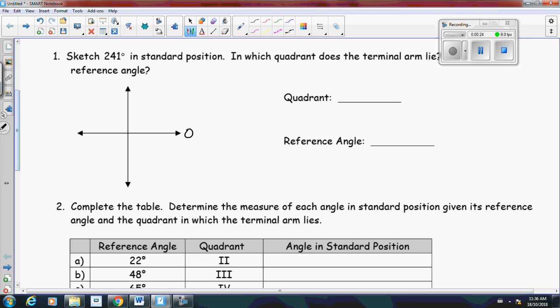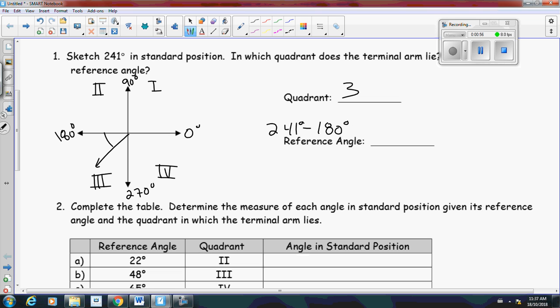So of course this is 0 degrees here, 90 degrees, 180, and 270. So 241 degrees is in quadrant 3, which is here. The reference angle is the angle from the terminal arm to the nearest spot on the x-axis. So to figure this out, I went 241, subtract 180, and I get a reference angle of 61 degrees. So this angle here is 61. That's called our reference angle.